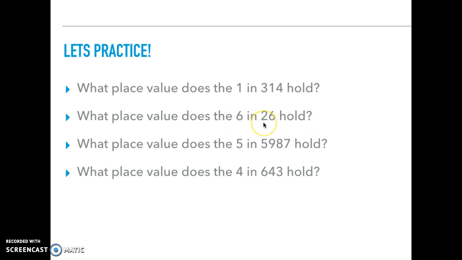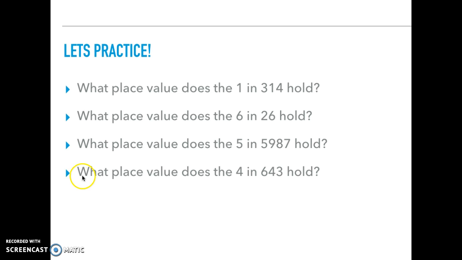In our next example, what place value does the 6 in 26 hold? So that could be 2 tens and 6 ones blocks, or that could be 20 plus 6, so the 6 is in the ones place. What place value does the 5 in 5,987 hold? Well, the 5 is 5,000 plus 900 plus 80 plus 7, so our 5 is in the thousands place.